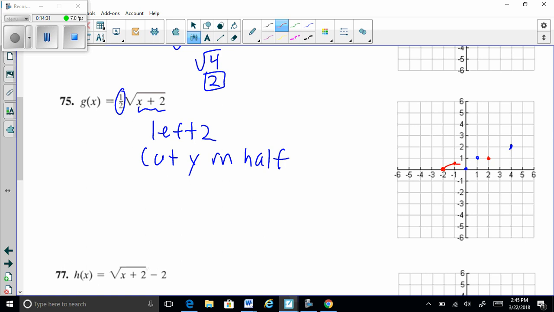So this guy, what it does is it really makes this guy rise real slowly because you're cutting all your results in half after you plug in your x value. So square root's already cut down quite a bit. So this does even more. So it's causing a little shrinkage vertically. All right.